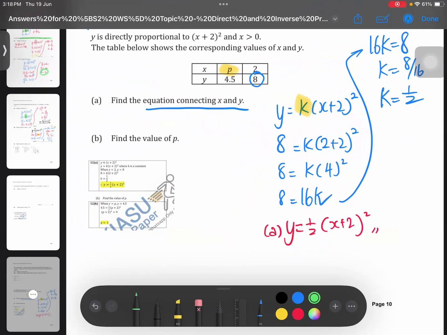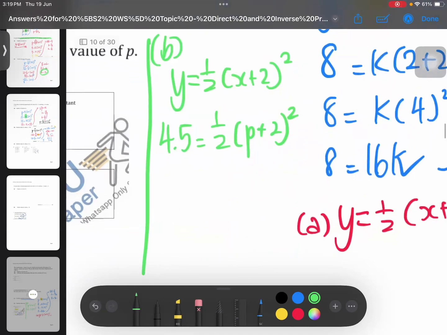Now, of course, once I'm done, I'm going to find the value of p. So I'm just going to say y equals a half bracket x plus 2 to the power of 2. My job is to find the value of p. I know that my y is 4.5. I'm just going to substitute y equals 4.5. In fact, you don't even need x. You say p plus 2 to the power of 2. Can you understand or don't understand?